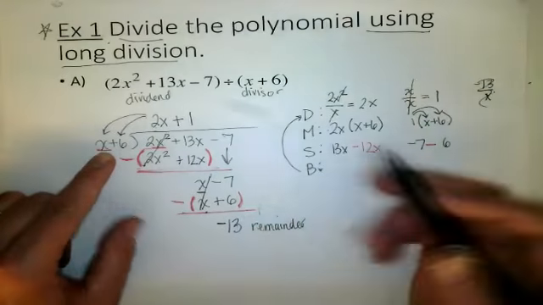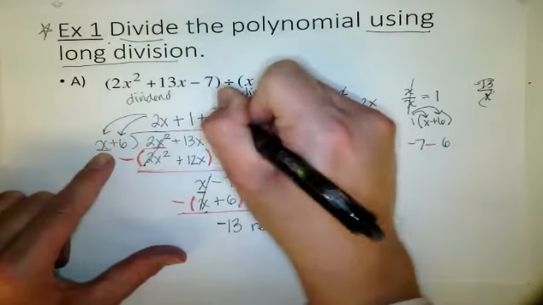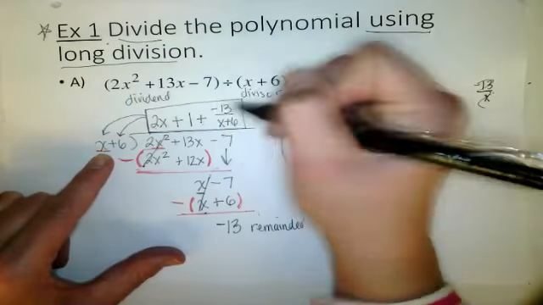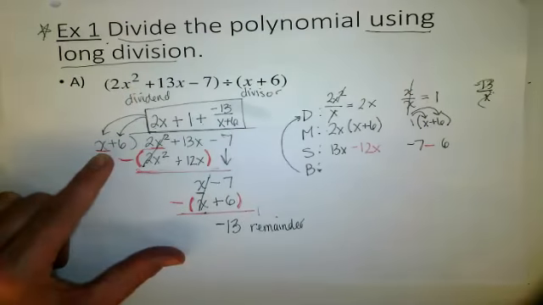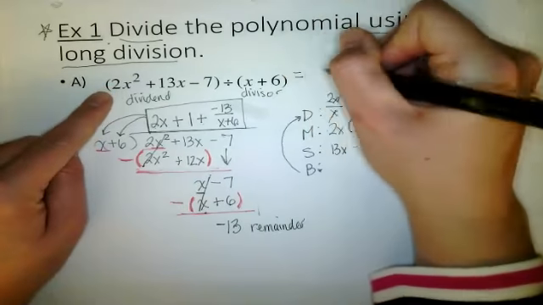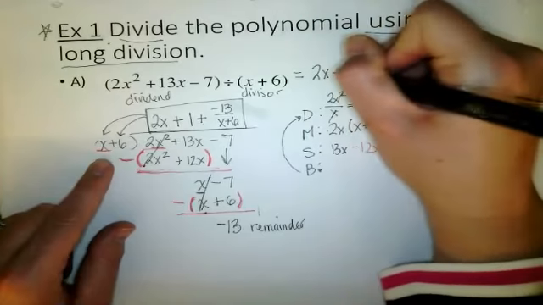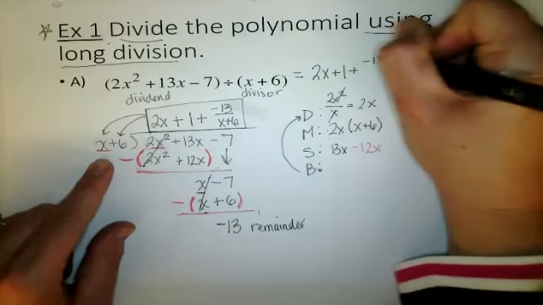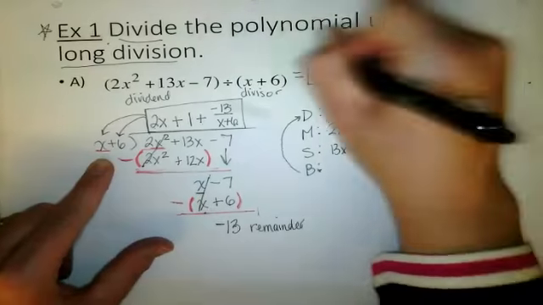So this is our remainder. So we're going to do plus our remainder over our divisor. And this is our solution here. Quotient plus remainder over divisor. So 2x squared plus 13x minus 7 divided by x plus 6 is equal to 2x plus 1 plus negative 13 over x plus 6.